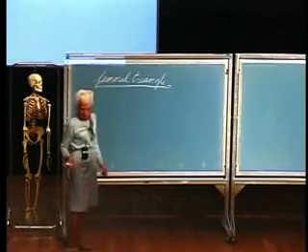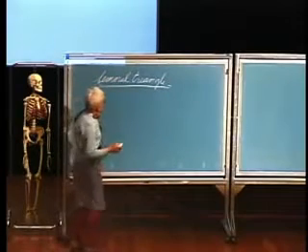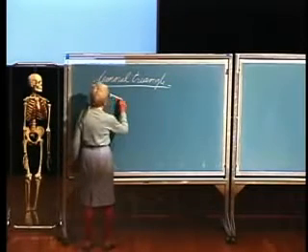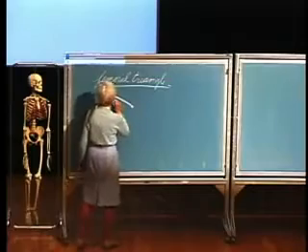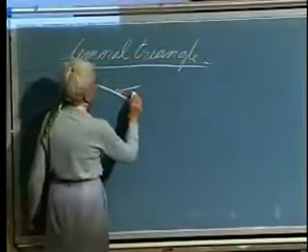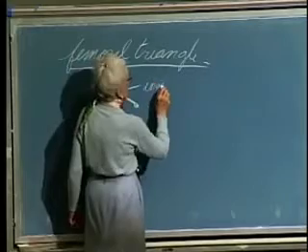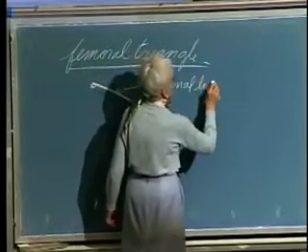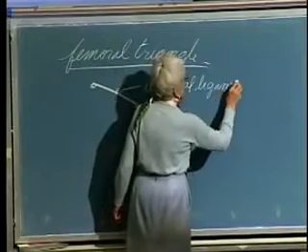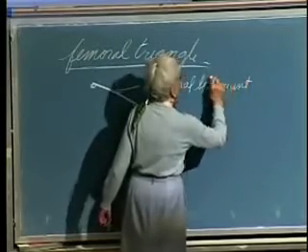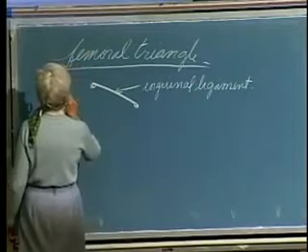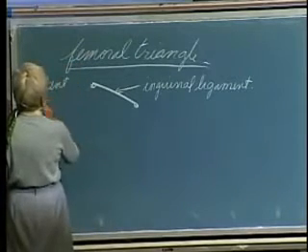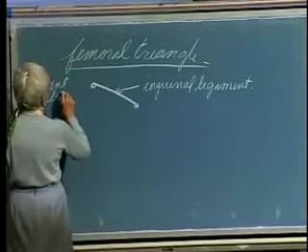So, landmark number 1 will be the inguinal ligament. So let's put that in. Here's our inguinal ligament. And that came from the anterior iliac spine.